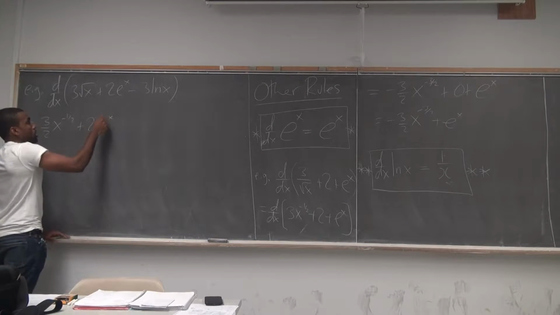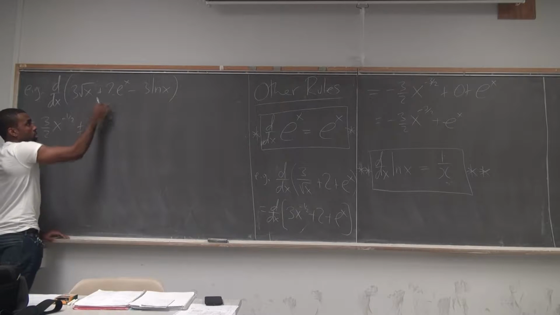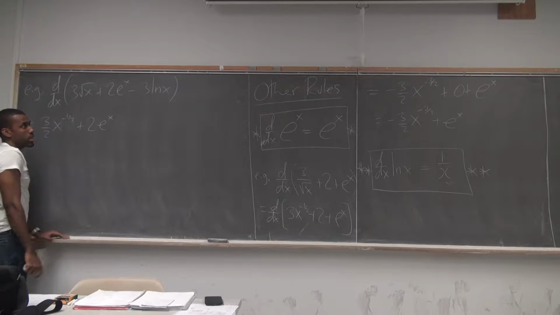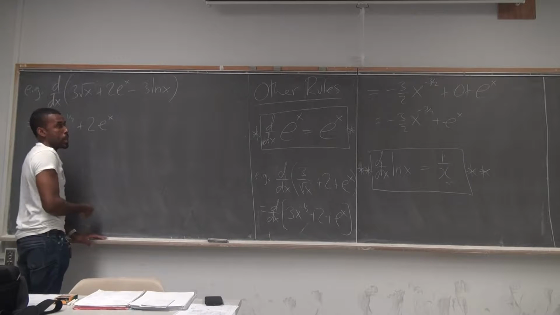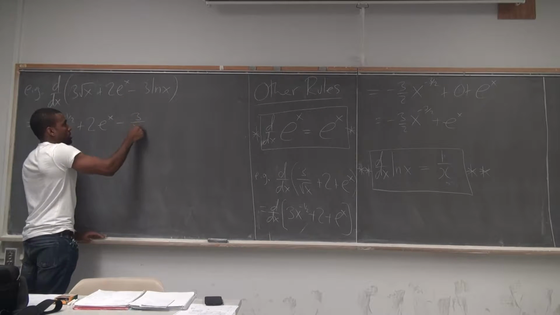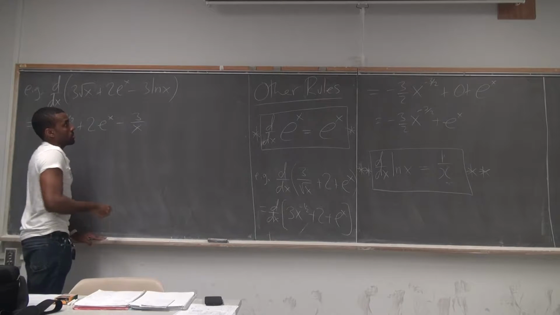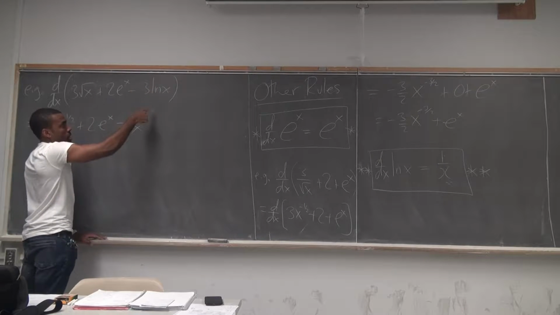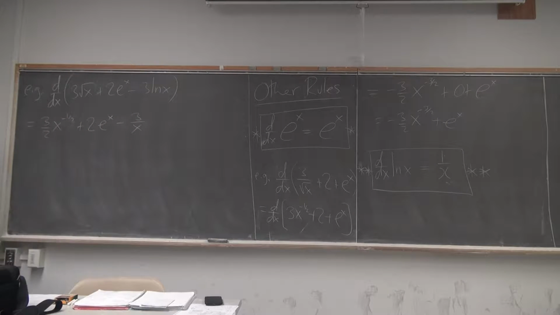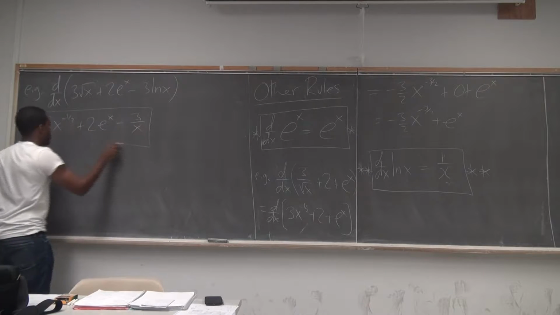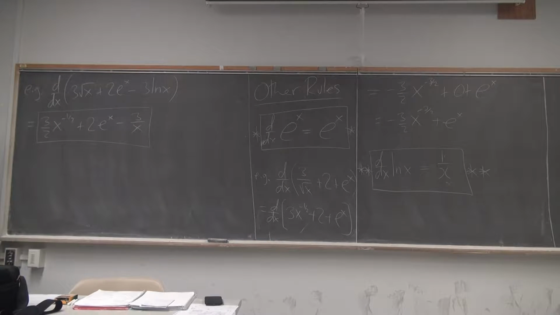It's itself. Derivative of e to the x is e to the x, and a constant factor just stays, hangs out. Minus 3 over x. Right? So technically this is 3 times 1 over x when I take the derivative, and so I just multiply it. So that would be the answer. Not so bad.